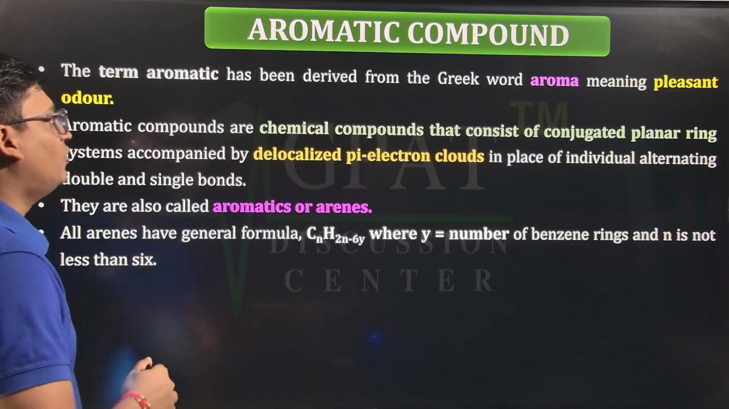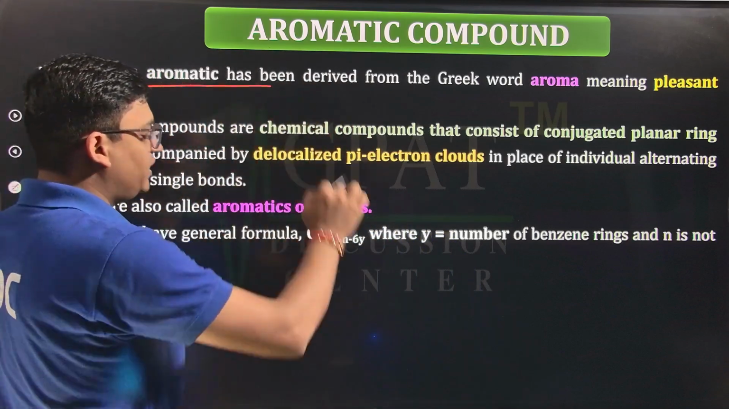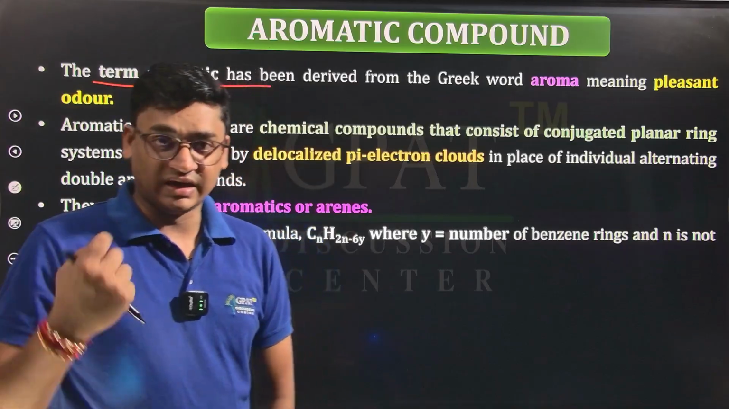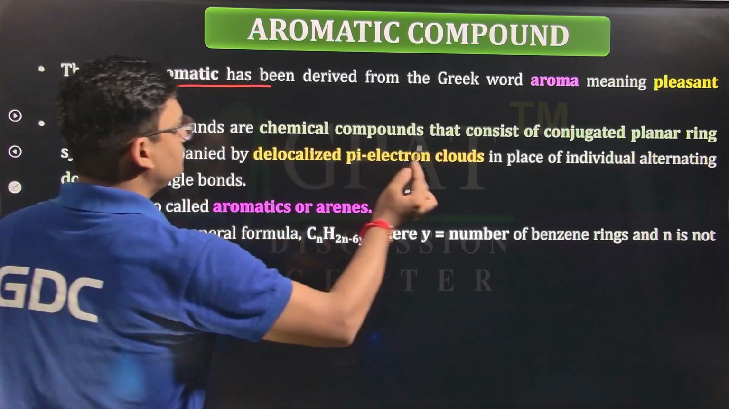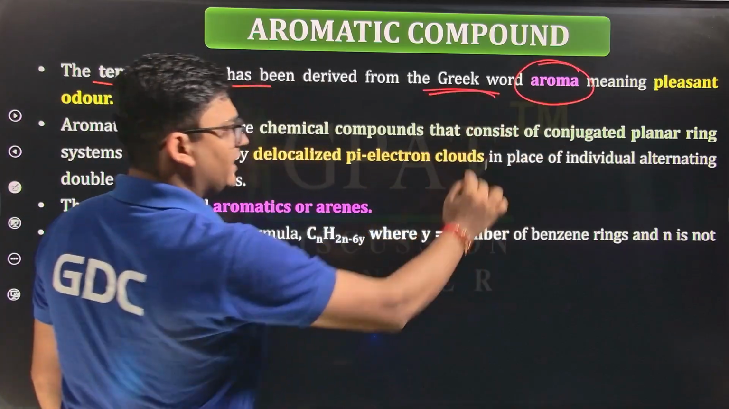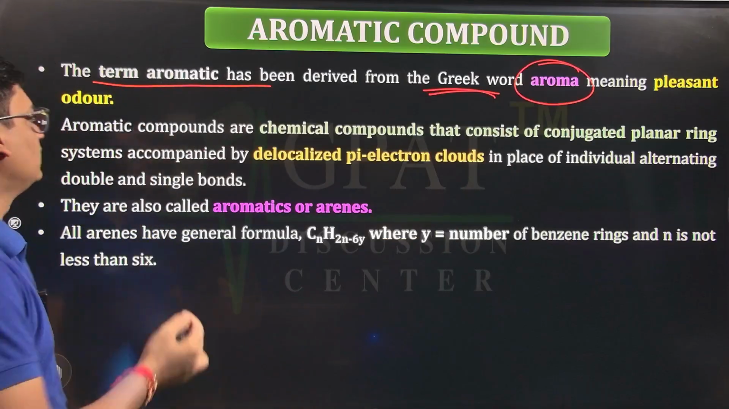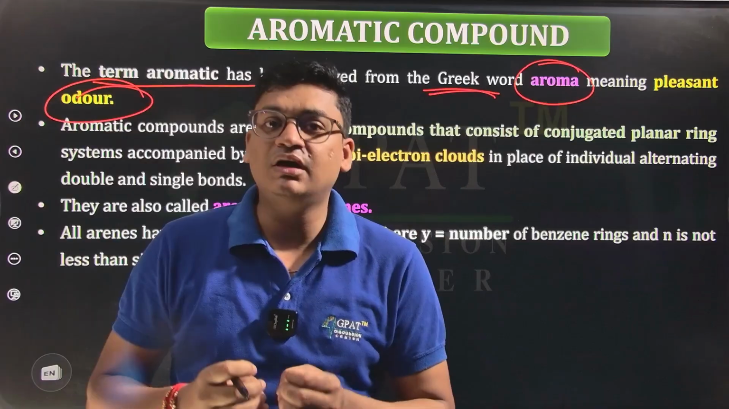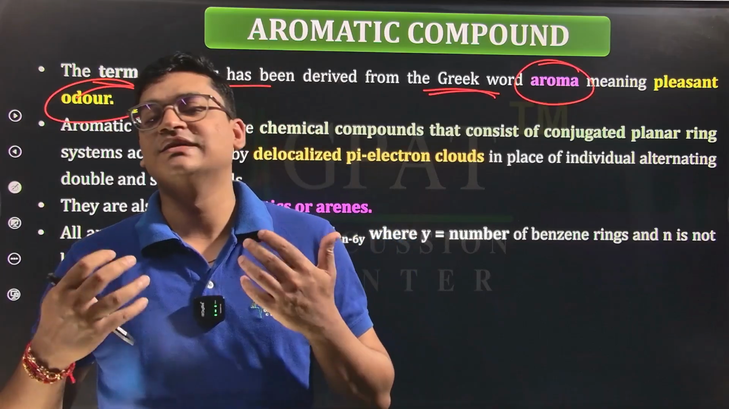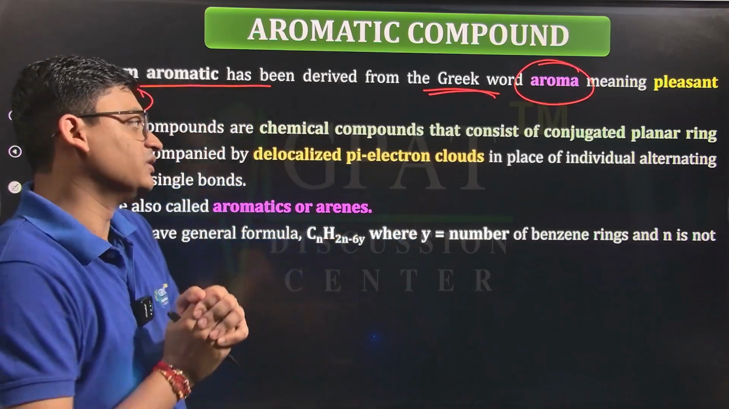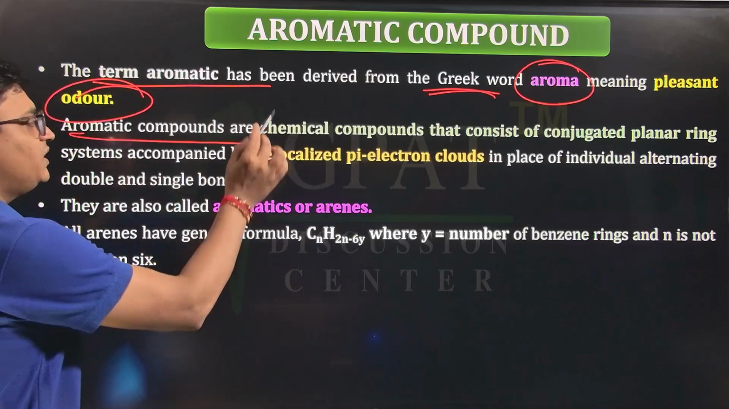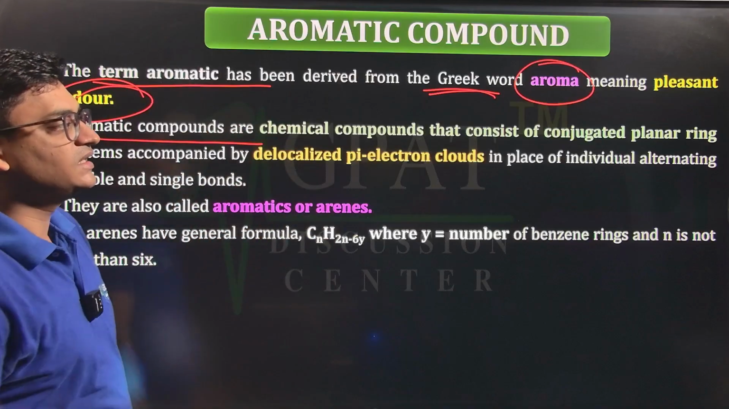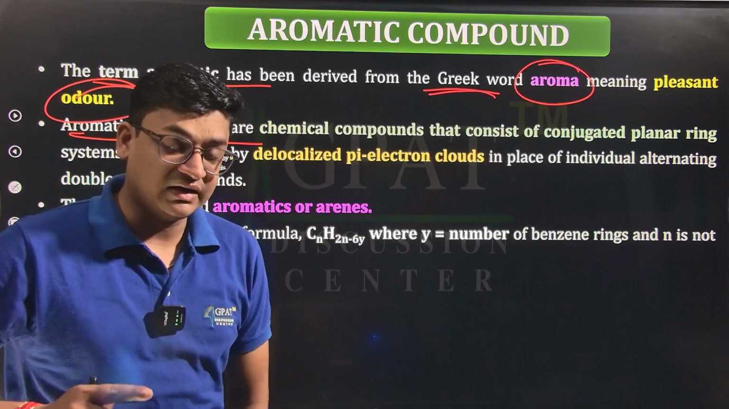So first of all, what do we mean by aromatic compounds? Aromatic compounds are derived from the word aroma. In Greek, aroma means a pleasant smell, a pleasant odor, an odor that is very pleasing. So that is aroma. Aromatic compounds are chemical compounds that consist of conjugated planar ring structures.